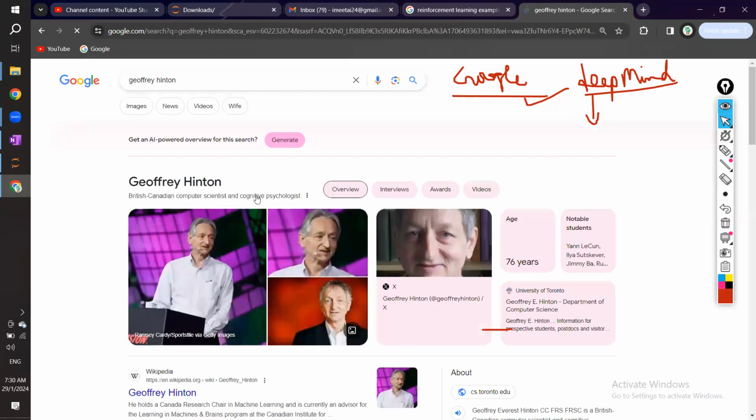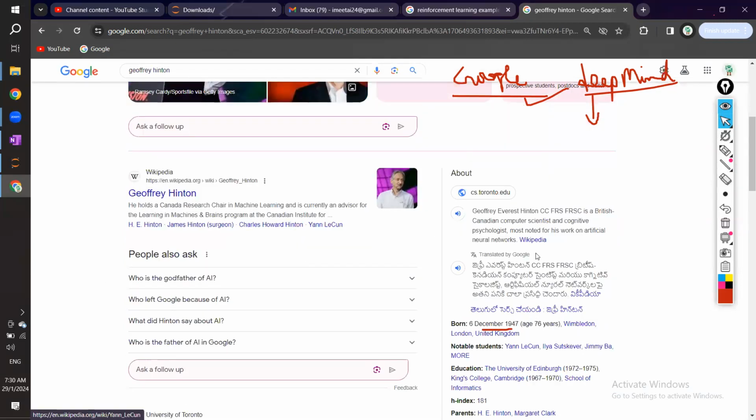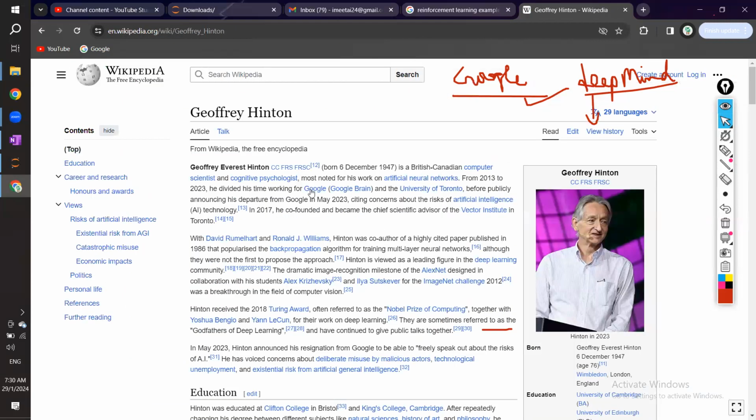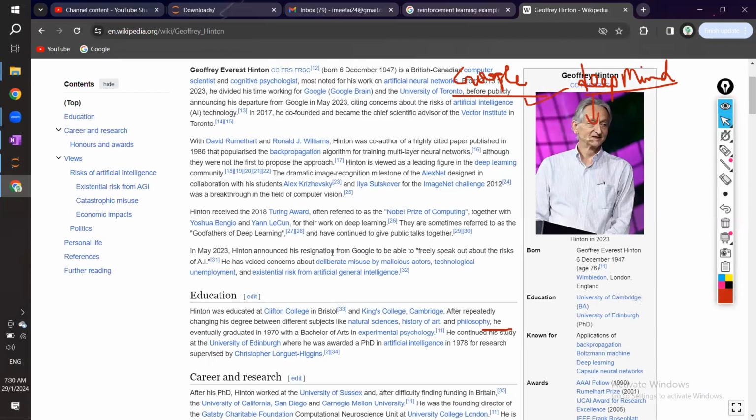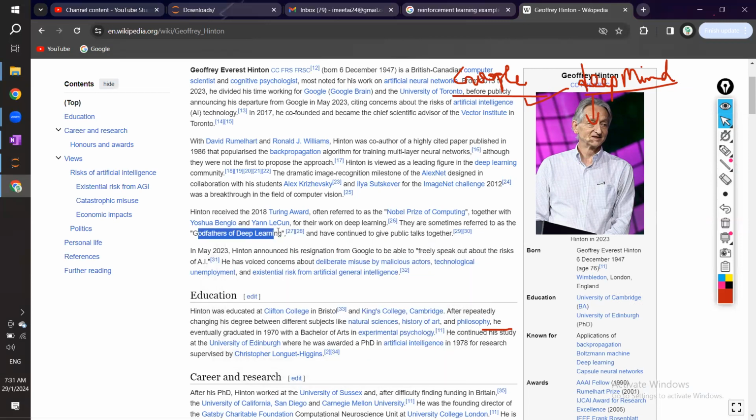So this person is also called the godfather of deep learning, let me just show you. Along with Yann LeCun and Yoshua Bengio, these persons are called the godfathers of deep learning. What are the advancements which you see, guys, they come from deep learning only. I'll also give you the basics of what deep learning means at some other time.